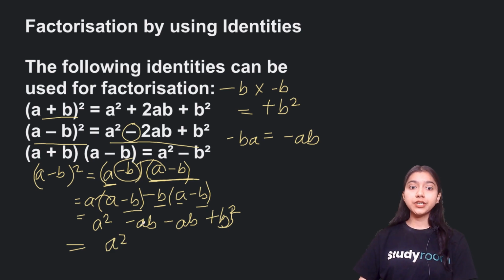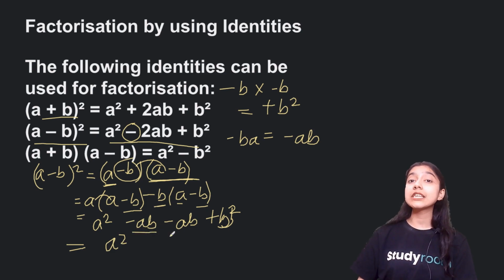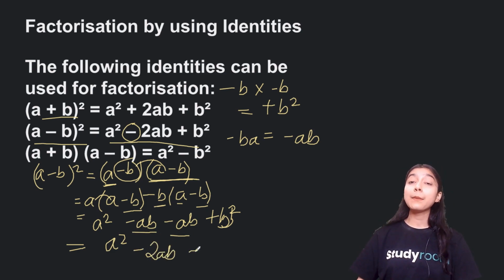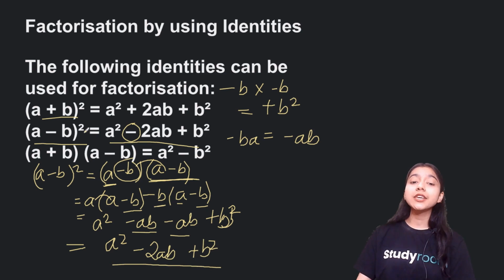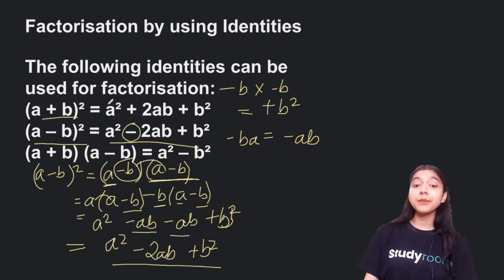Now what we find over here is we have like terms minus AB and minus AB. Minus AB and minus AB give us minus 2 times AB. So we have minus of 2 times AB plus of B square. So our identity has come out. (A minus B) whole square gives us A square minus 2AB plus of B square.